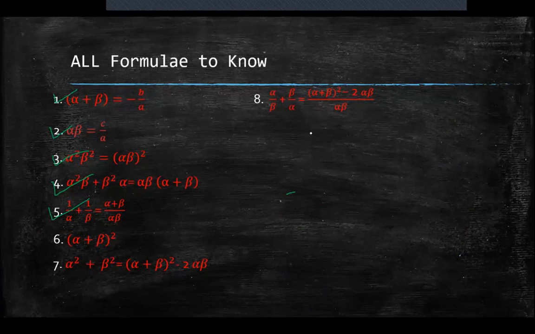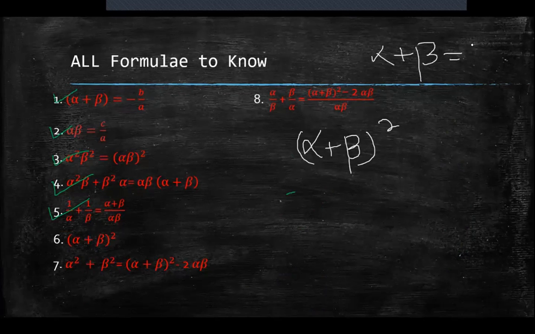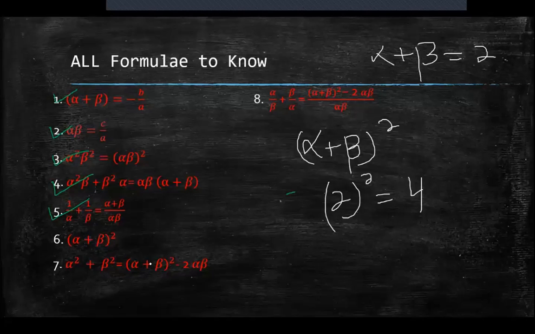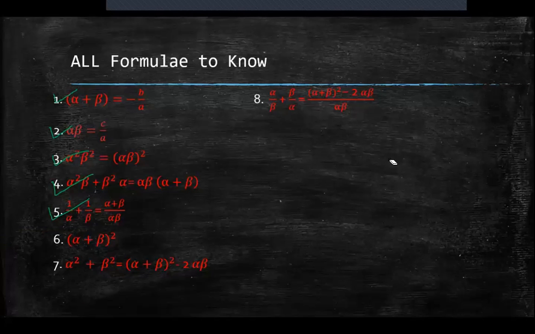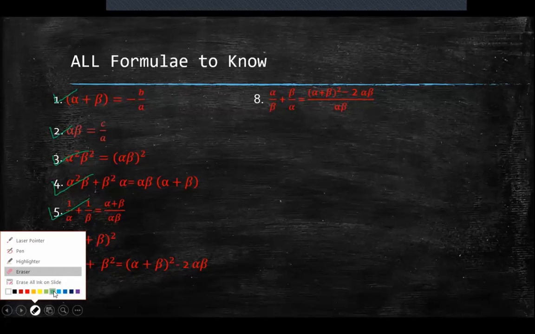Number 6 is a relatively easy one. All of them are easy, but this is just straightforward. So alpha plus beta, squared. Whatever you get for alpha beta in step 3, say I got alpha beta to be 2, all I have to do is find the square of 2, and we know that's 4. Simple enough, right? Everybody understands? If you don't, let me know. Since that one was straightforward, I'll go to number 7.